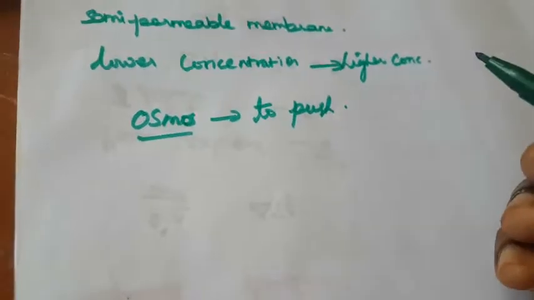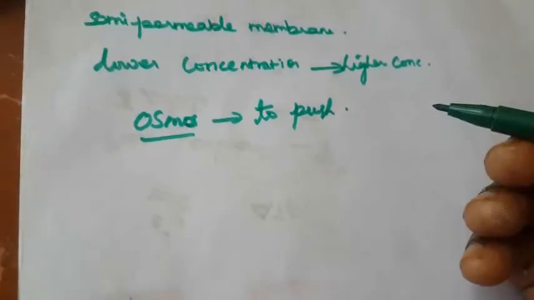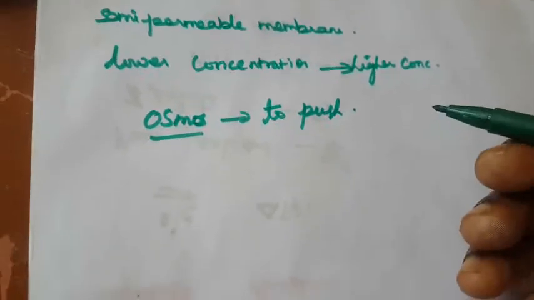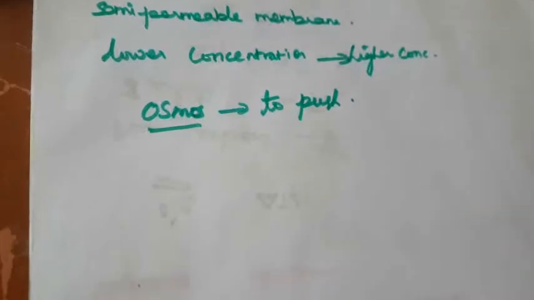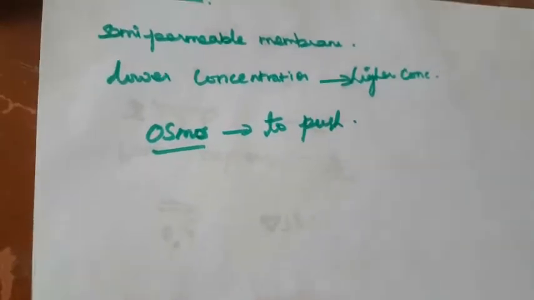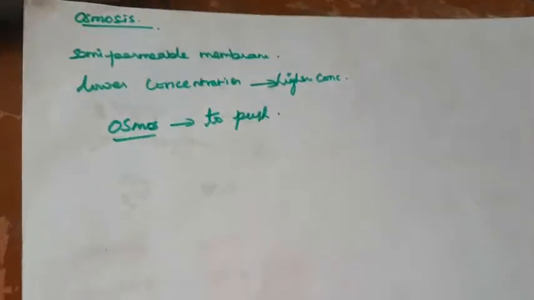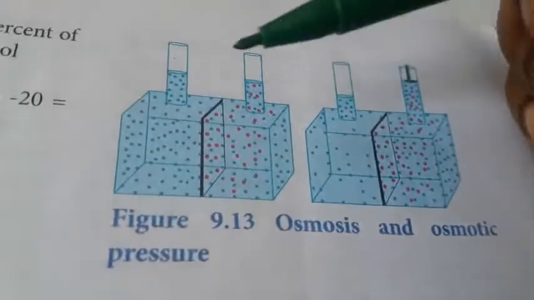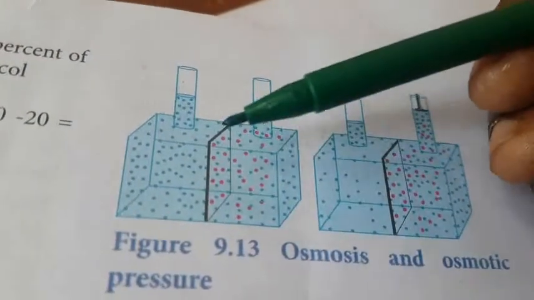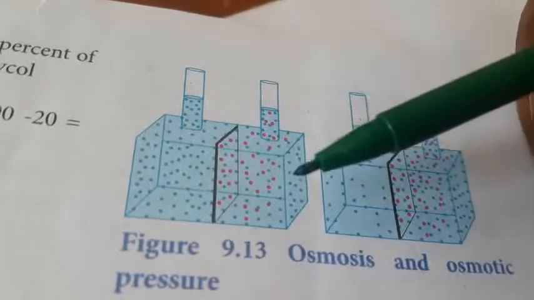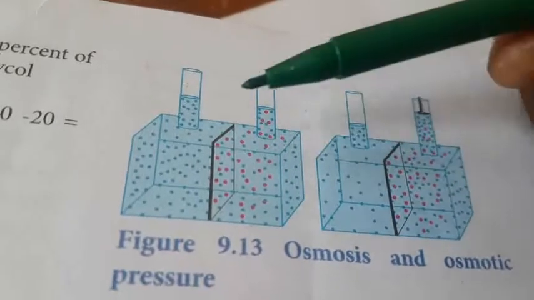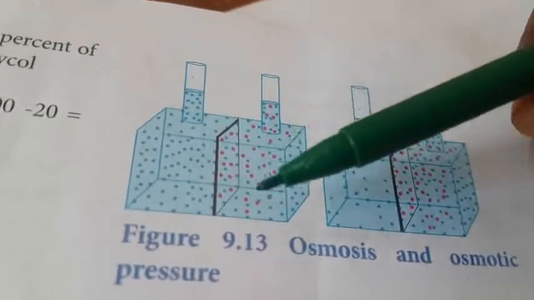So it is also important to know the semi-permeable membrane and how osmosis takes place. This is one diagram, osmosis and osmotic pressure. This membrane is a semi-permeable membrane. Here, this is the pure solvent, and this is the solution.